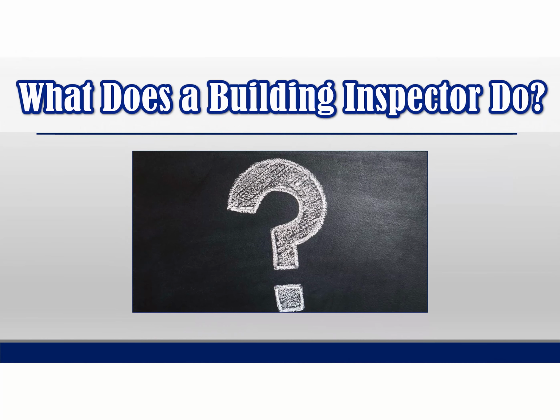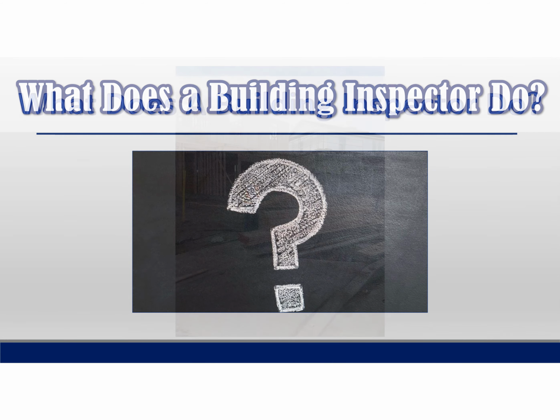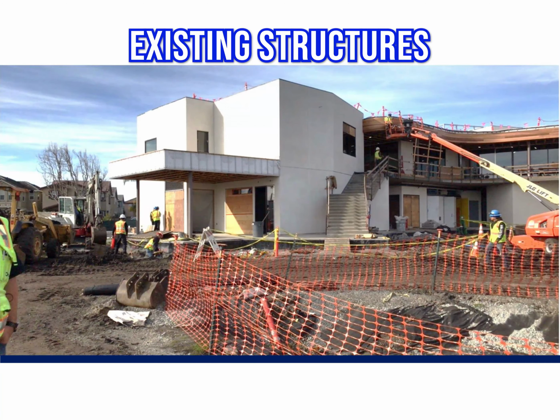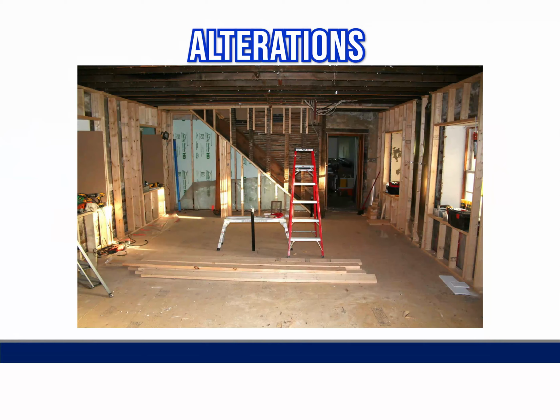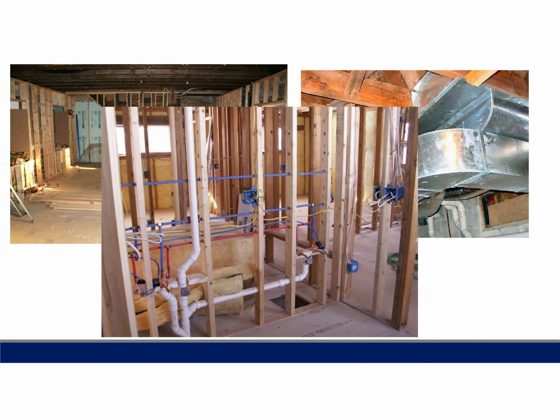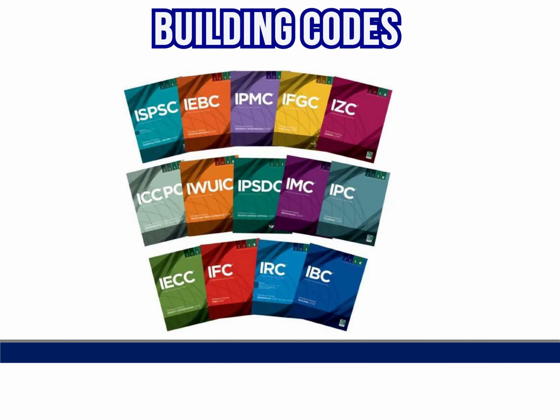Now that we briefly discussed the role of a building inspector and the building codes, let us go over a snapshot of what a building inspector does. In general, building inspectors inspect new and existing structures undergoing alterations, including mechanical work, electrical and plumbing systems, all for conformance with the building codes.